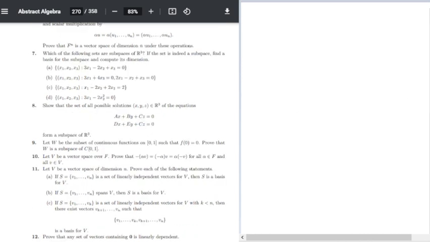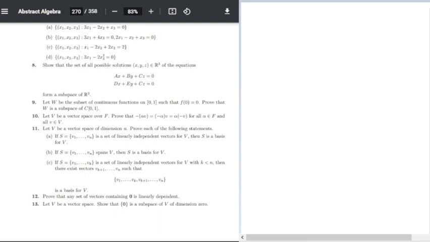Show the set of all possible solutions of ax plus by plus cz and dx plus ey plus cz is a subspace of R3. I don't know if this is supposed to be a c or is this supposed to be an f, but I'm not going to worry about it because I'm lazy. It's going to be a simple linear transformation matter as well.